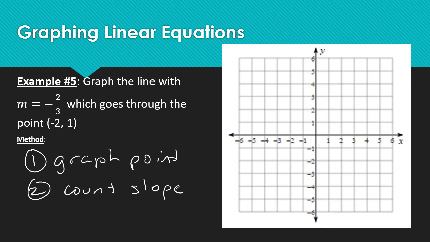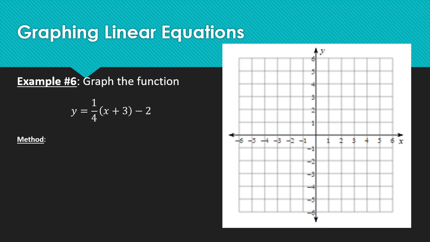So if I go to my graph and I plot the point -2, +1, going to go left 2 and up 1. And then my slope is -2/3. So remember that -2/3 could be -2 over 3, or it could be 2 over -3, either way. So down 2 to the right 3, or I could go up 2 and to the left 3. And at that point, you have enough information to draw your line.